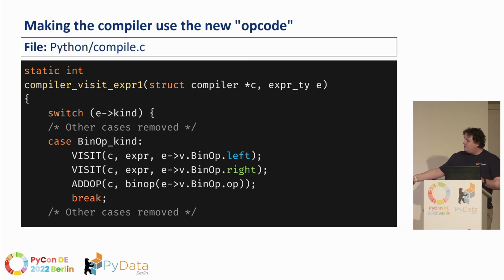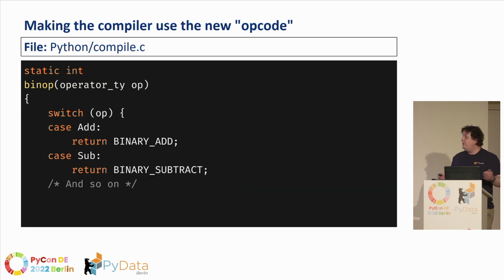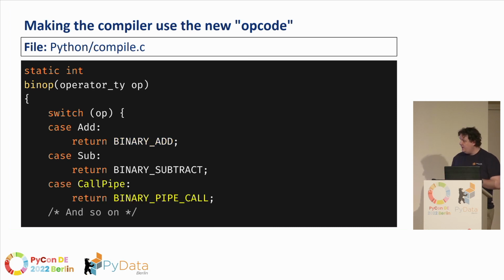Now, it's a little bit hidden which instruction gets written, but it's actually in this bin-up function, and we can just check it out. It's another switch case statement, and it just has as cases all of the binary operators, all of the things that are in the AST. Here's the add we saw earlier. It will then issue a binary add instruction. So we will have to add one for our new operation, call pipe, and we will issue the new opcode that we have, binary pipe call. So now whenever the compiler sees such an AST node with the operator being the call pipe, it knows that it needs to write this instruction.